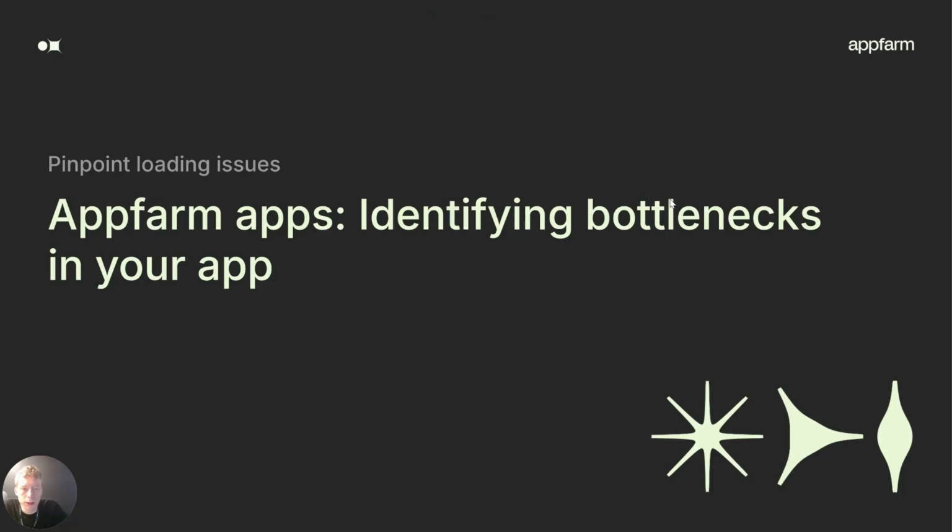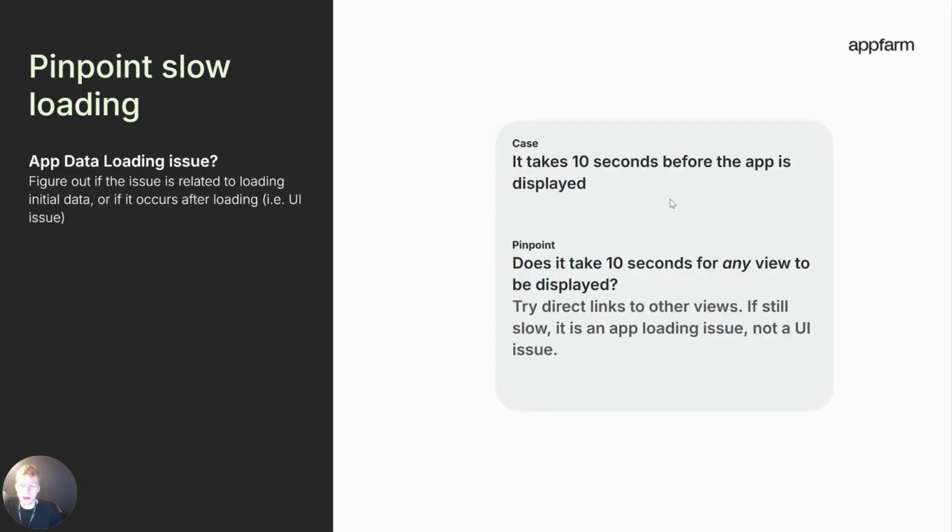So, you have an app or an action that runs slowly, but sometimes this isn't useful. Sometimes you need to go deeper and identify the bottleneck which is causing these performance issues. So now we're going to discuss methods that you can use to pinpoint exactly where the app is struggling.